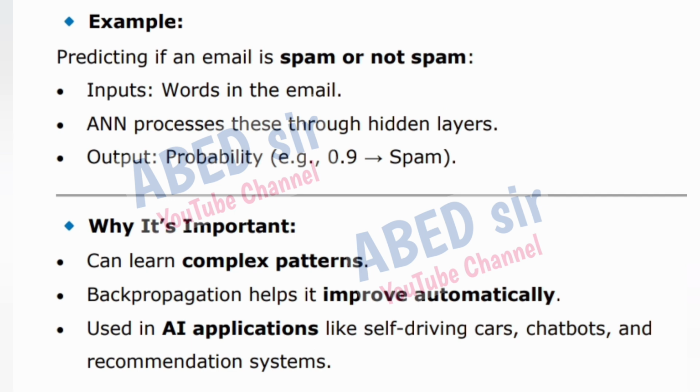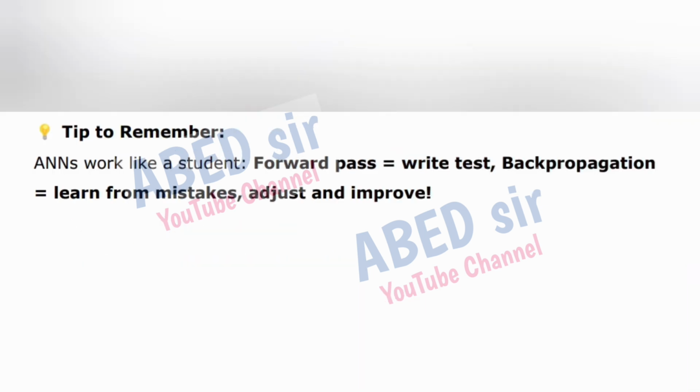Why it's important? Can learn complex patterns. Backpropagation helps it improve automatically. Used in AI applications like self-driving cars, chatbots, and recommendation systems. Tip to remember. ANNs work like a student. Forward pass is equal to writing the test. Backpropagation is equal to learning from mistakes, adjusting and improving.